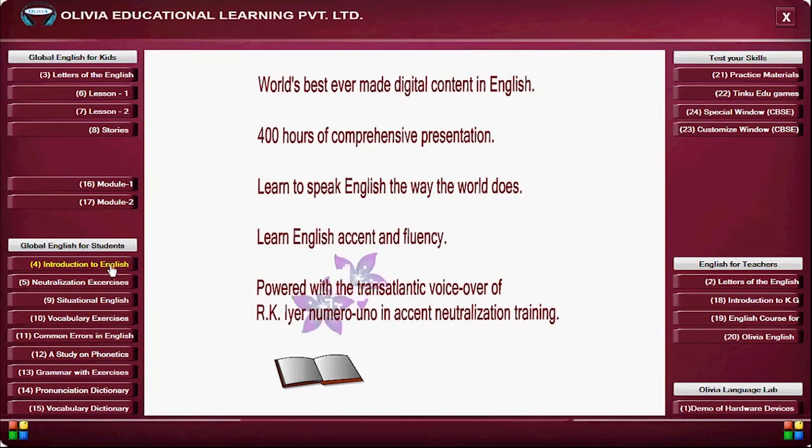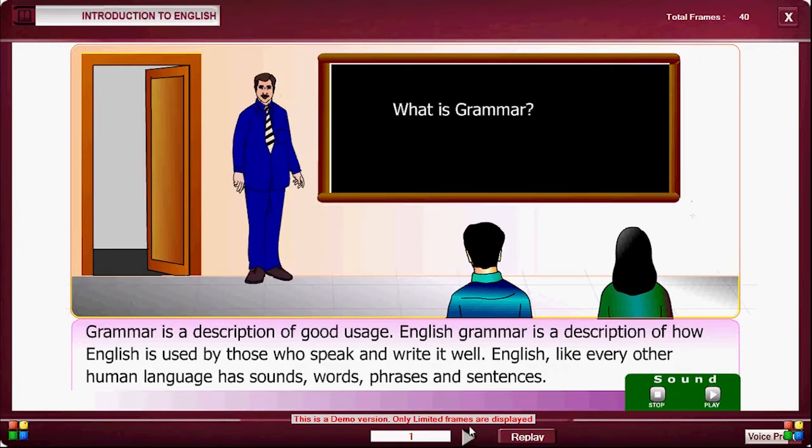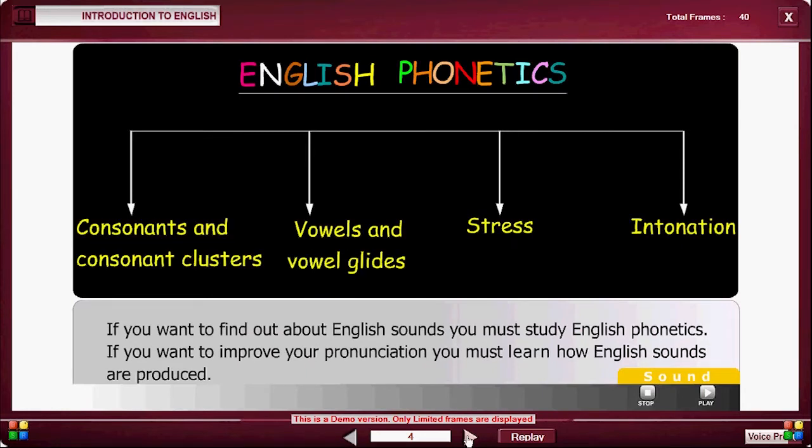Now, going to the other sections, Global English for students. By students, we mean the students starting from the 4th standard. We teach them everything about English. It has sounds, words, phrases, and sentences.